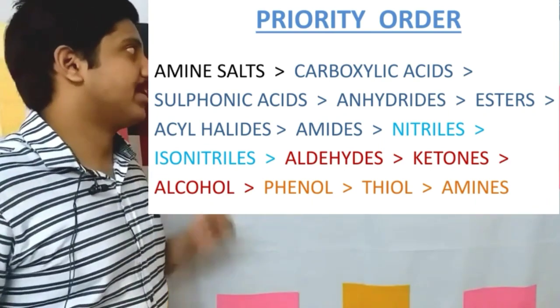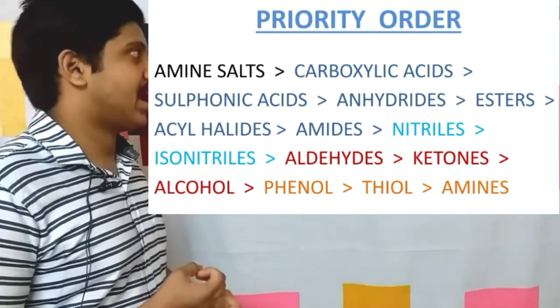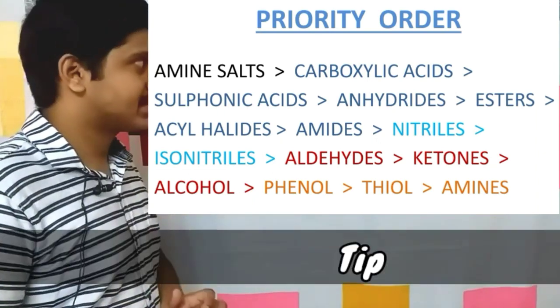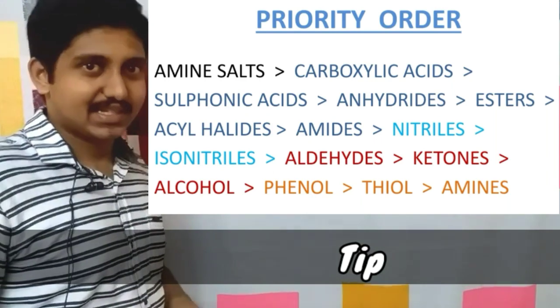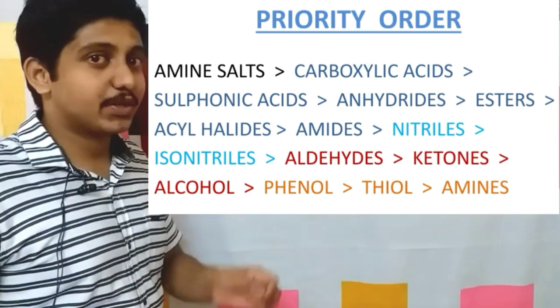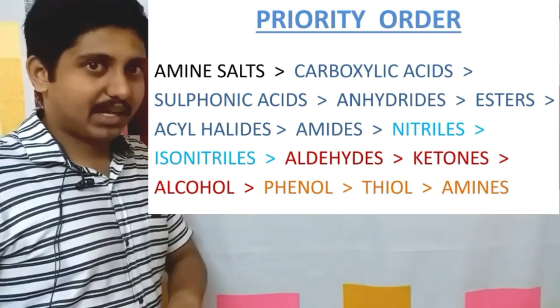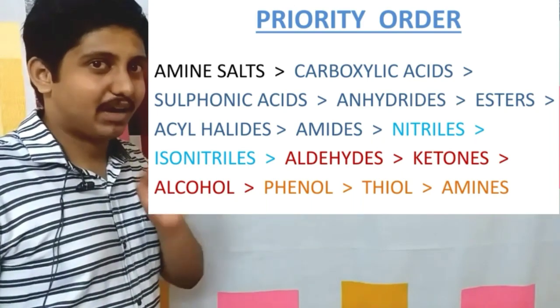First of all I will read out amine salts, then carboxylic acids, sulfonic acids, anhydrides, esters, acetamides, then nitriles, isonitriles, aldehydes, ketones and alcohols, phenols, thiols, amines, double bond and triple bond. So I hope you're clear now.